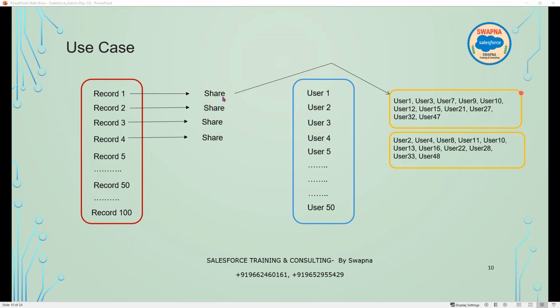Instead of sharing with multiple users, what we can do is create a group. We can combine all the users and create a group for them. That means whatever users we have to share with, all the users, I'll put into the public group. So tomorrow if I have to share the record, I can simply select the public group.